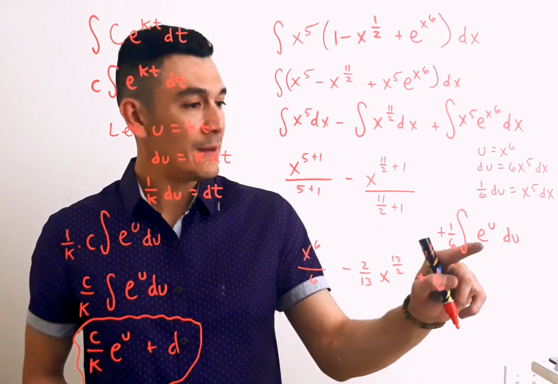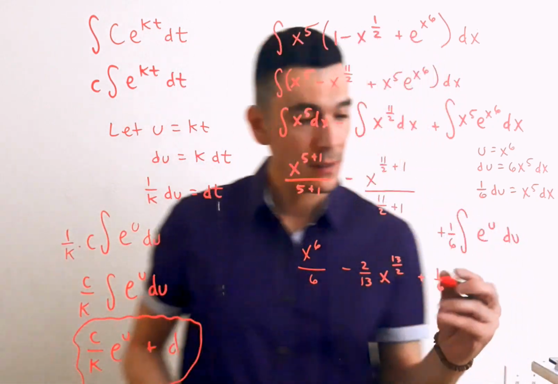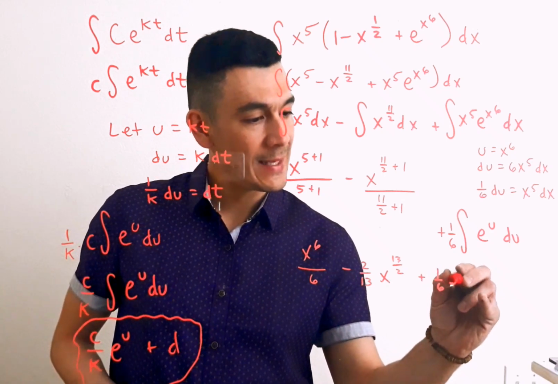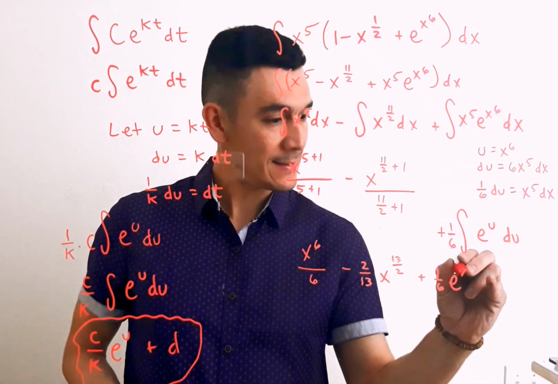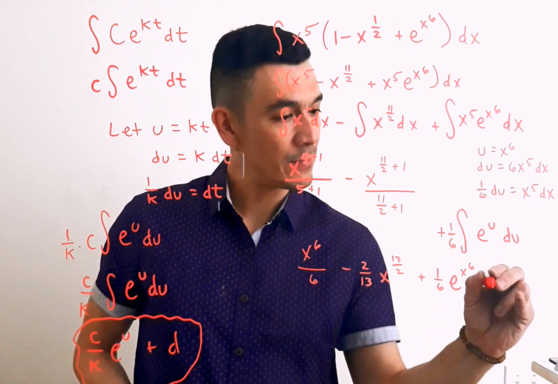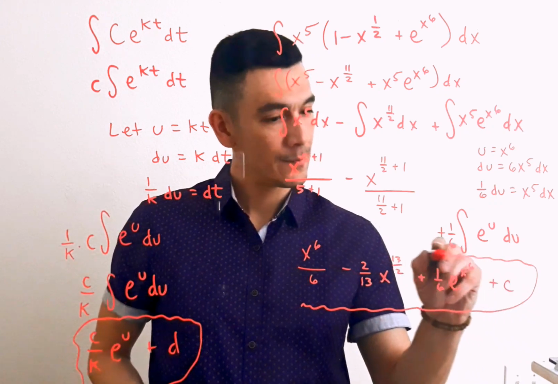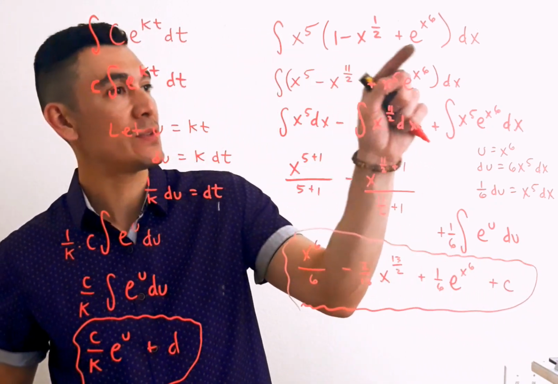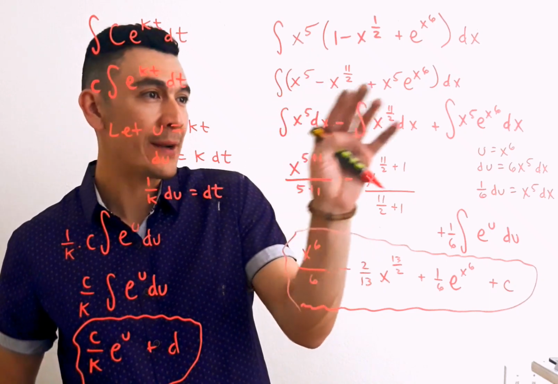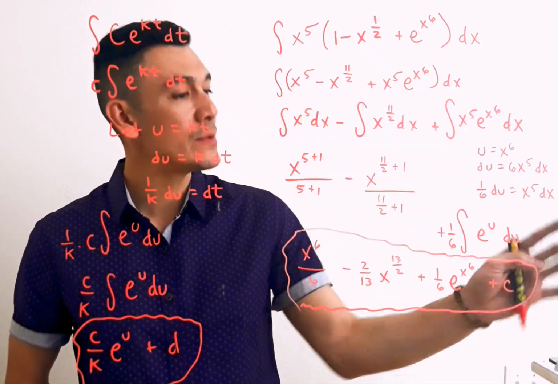The antiderivative of e to the u is just e to the u, which is kind of what we saw here. So this would just be e to the power of u. But what's u? X to the sixth. And I suppose we can put plus c. Okay, so the key for this problem was to actually distribute this x to the fifth and then integrate term by term. Here for this one, we needed a u substitution.